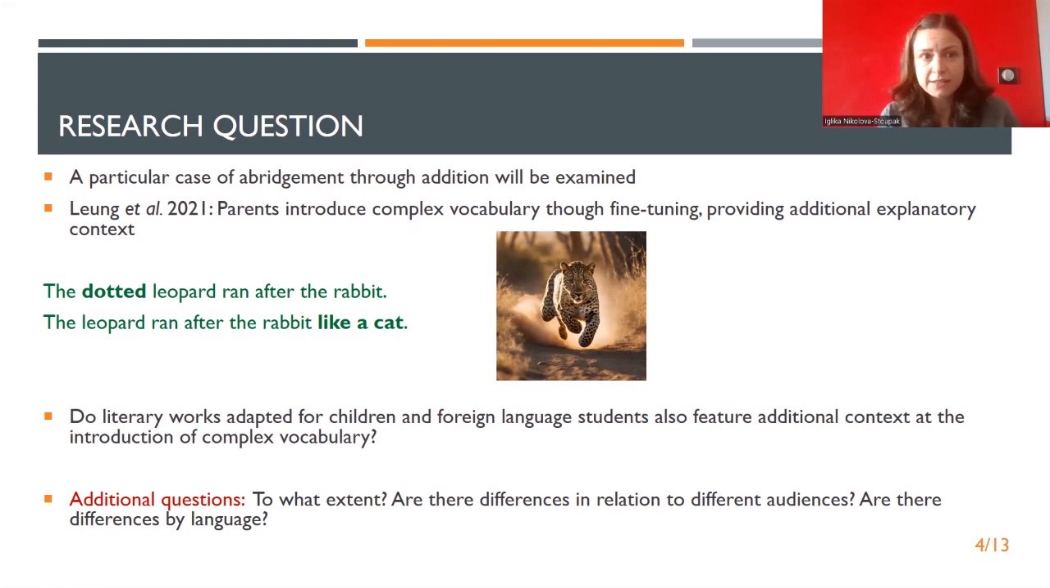So from here, I have formulated the research question that I consider in this study. I examine a particular case of abridgment through addition that is based on a recent work in psycholinguistics by Leung et al. of 2021 that says that parents introduce complex vocabulary to their children through the process of fine-tuning. That is to say, they actually provide additional context or an explanation along with the word that they say. For instance, instead of just saying the leopard, they may say the dotted leopard ran after the rabbit, or the leopard ran after the rabbit like a cat. These additions would help a child understand better what a leopard is, in case they don't know.